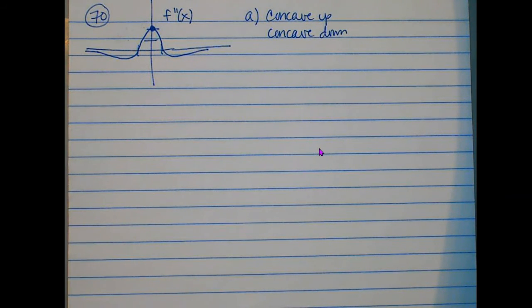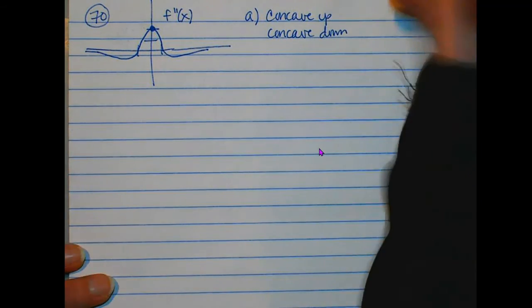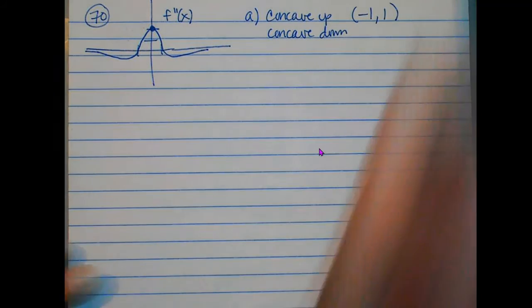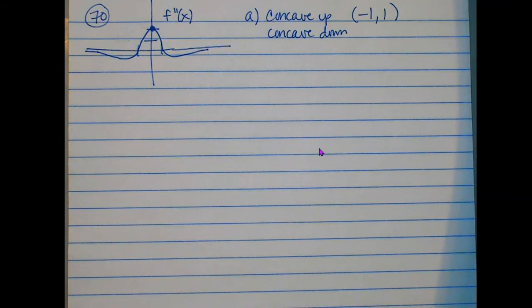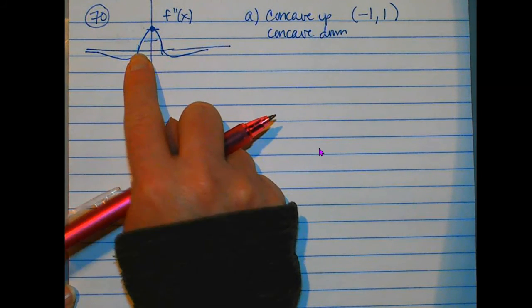So where's it concave up? Negative 1 to 1, where it's positive. So concave up, negative 1 to 1. Concavity, we're going to use open brackets because we drew concavity yesterday, and it changes at the inflection point. So at 0, we're not including it, or at where this is 0, at 1, we're not including that.